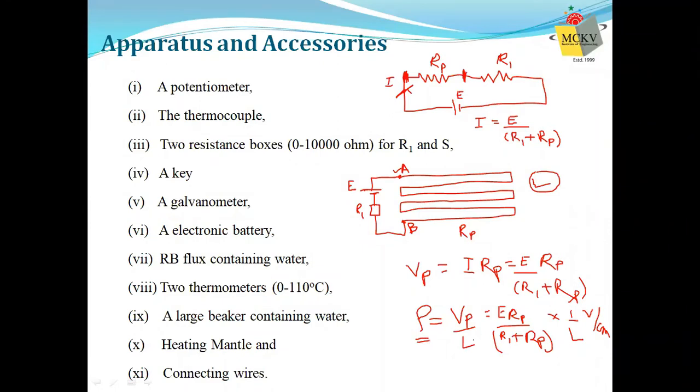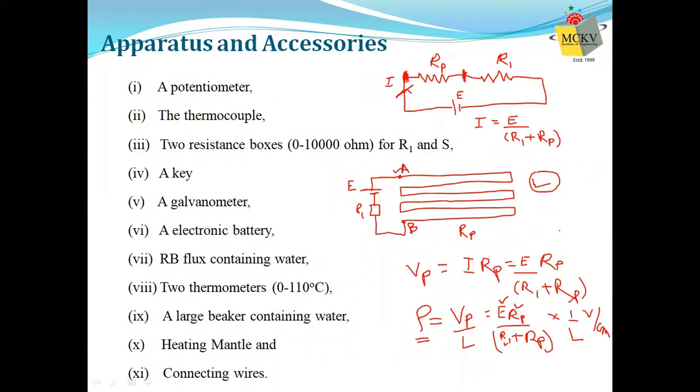That is what it means. See, everything is known to you. The voltage of the battery is known, the potentiometer resistance is known, the series resistance is known, and the total length of the wire is known. So you know the potential drop per unit length of the potentiometer wire. Now this formula is okay.